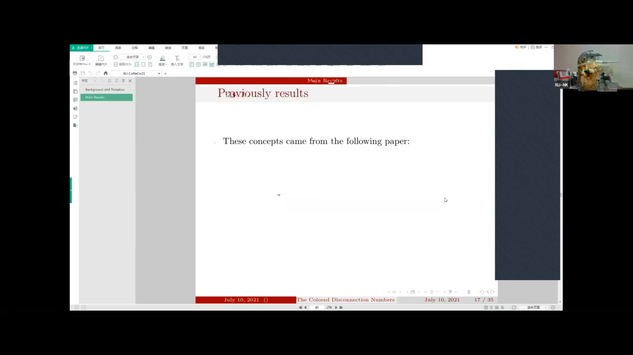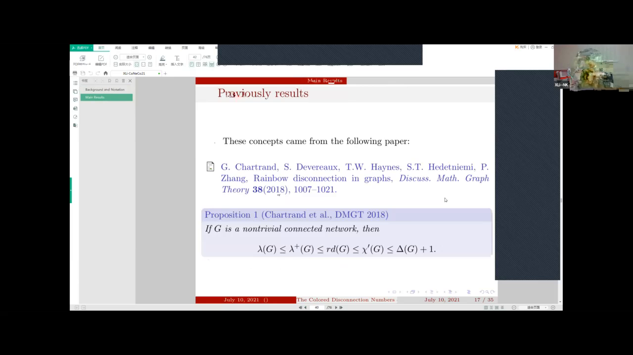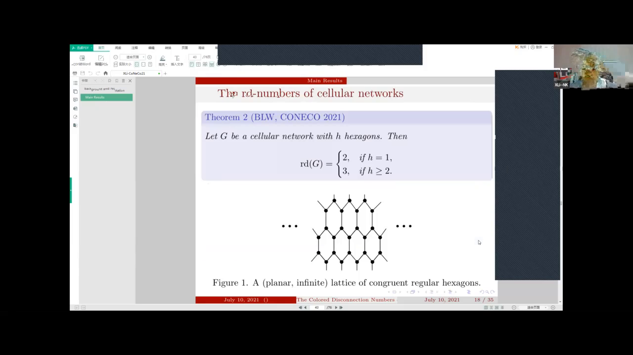Okay, now our main results. In the first paper about the rainbow disconnection number, they got these kinds of inequalities. Just now I said link connectivity, upper link connectivity, link chromatic number, maximum degree. So they have these inequalities. And for ours, now I said I wanted to study cellular networks.